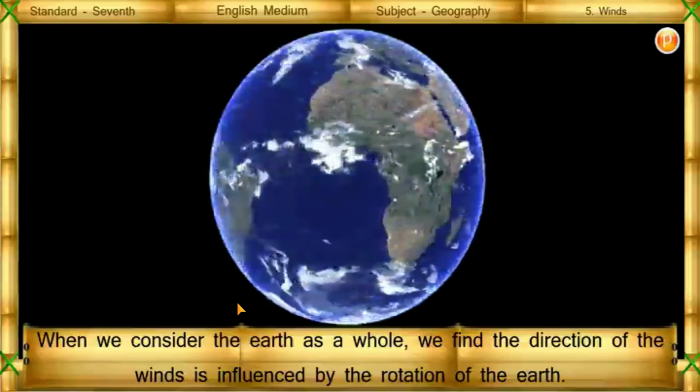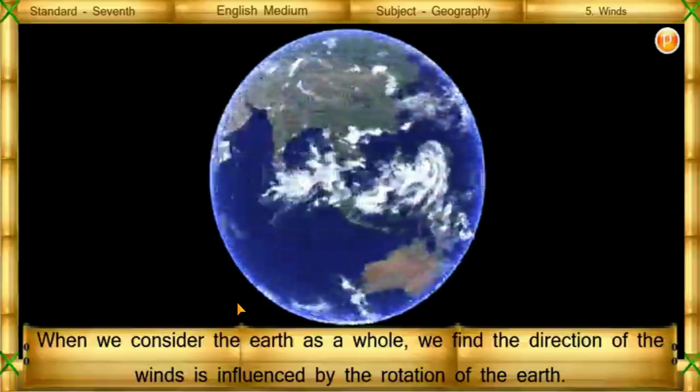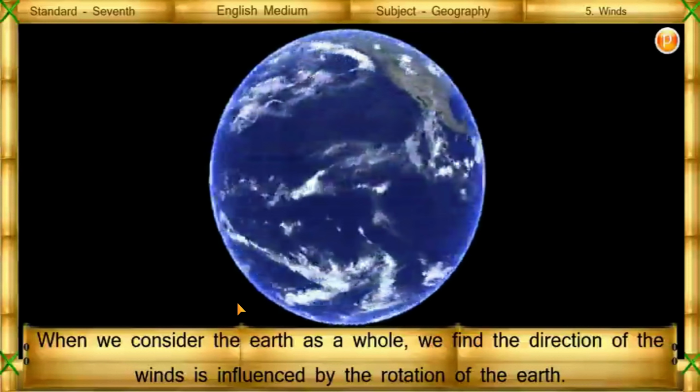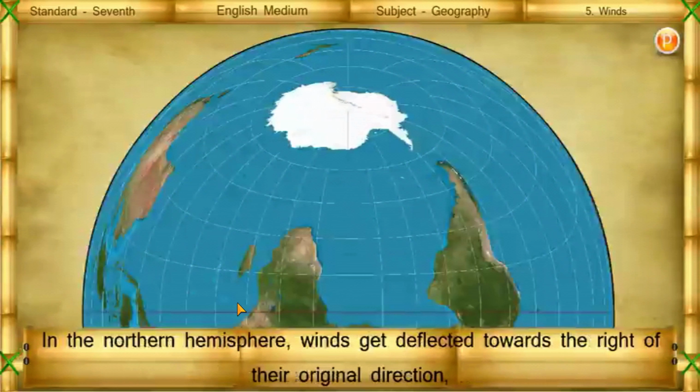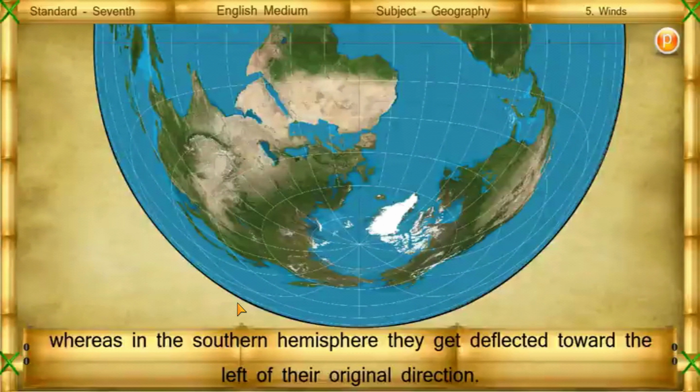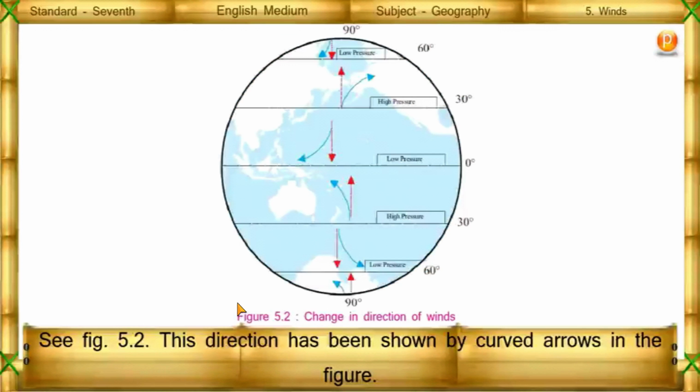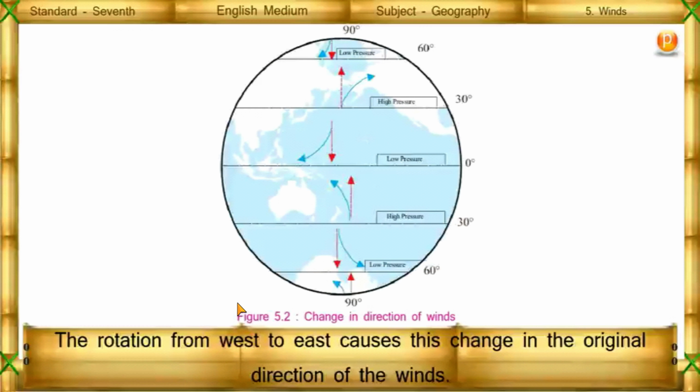When we consider the Earth as a whole, we find the direction of the winds is influenced by the rotation of the Earth. In the northern hemisphere, winds get deflected towards the right of their original direction, whereas in the southern hemisphere, they get deflected towards the left of their original direction. See figure 5.2. This direction has been shown by curved arrows in the figure. The rotation from west to east causes this change in the original direction of the winds.